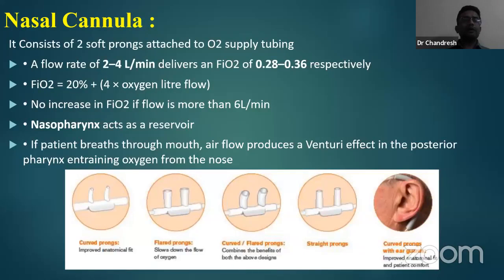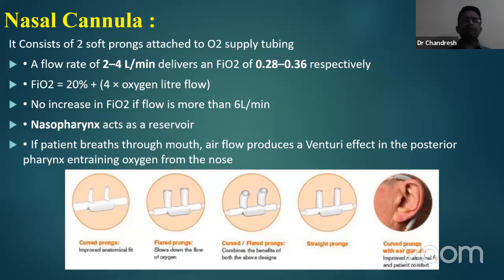Let's start one by one. Nasal cannula. It consists of two soft prongs attached to oxygen supply tubing. Here you can give an oxygen flow rate of 1 liter, 2 liters, 3 liters, or 4 liters. And at 2 to 4 liters per minute, the FiO2 delivered will be 0.28 to 0.36.